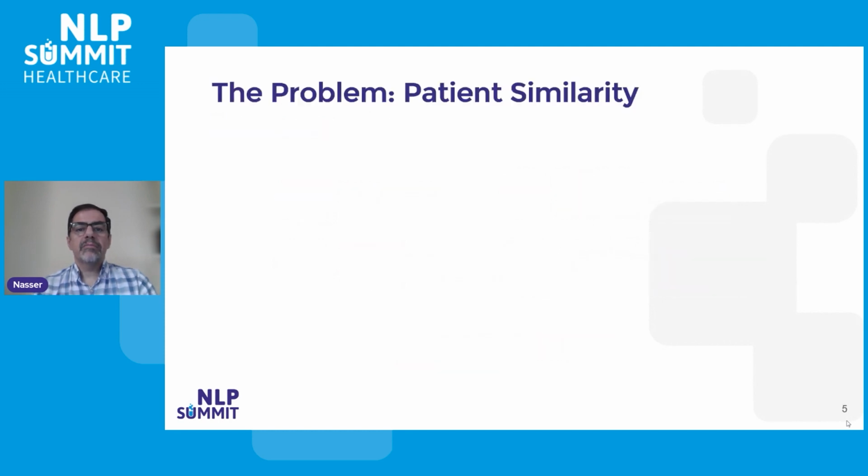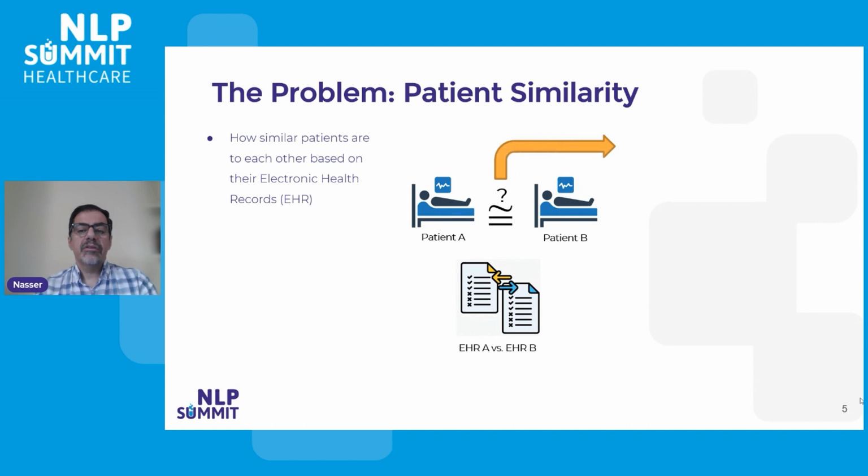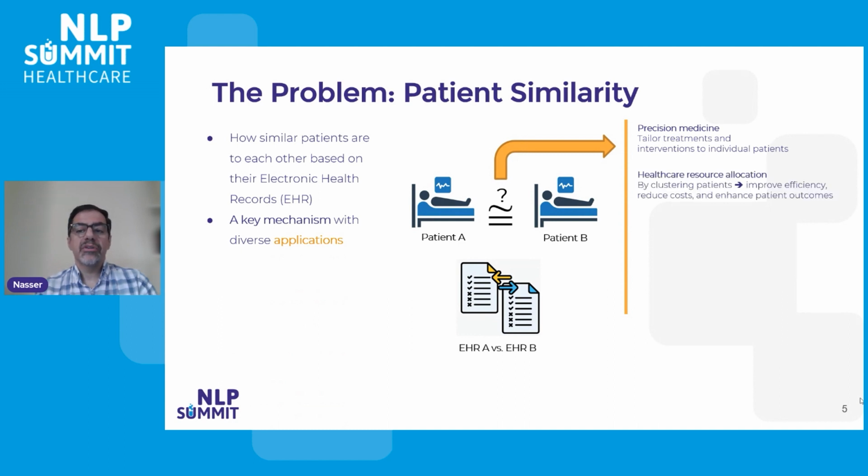So what is the problem of patient similarity and what applications are considerable for patient similarity? When we have two patients, say patient A and patient B, it's a key question in the healthcare domain to predict how similar patient A and patient B are based on their electronic health records. This key mechanism has a diverse set of applications in the healthcare domain, including precision medicine to tailor treatments and interventions to individual patients.